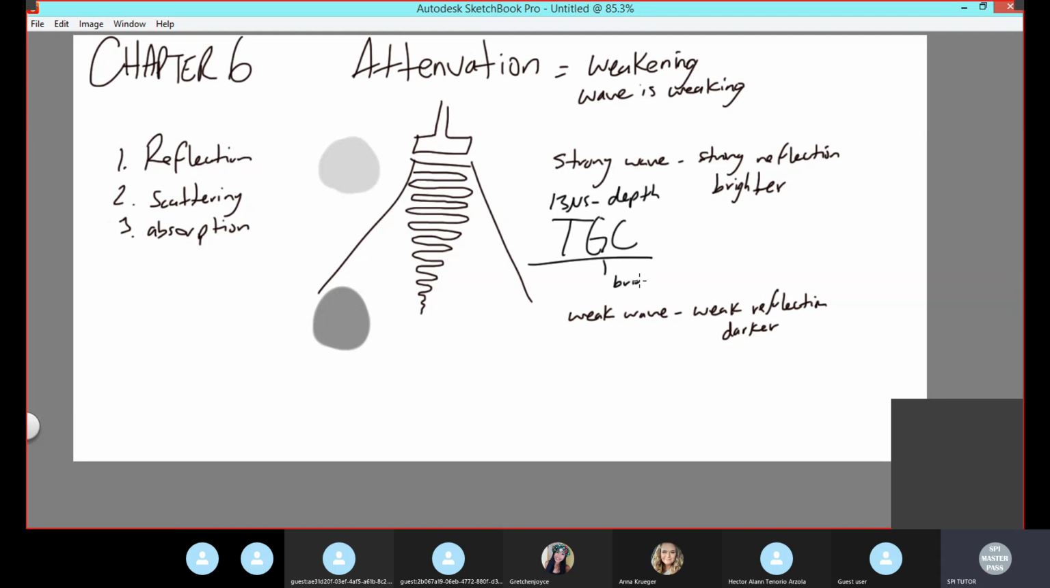Gain is the level of brightness. You can either make things brighter or darker, but you're adjusting the level of brightness. It doesn't just mean, oh, things get brighter. It means you are adjusting the brightness level. So you can make it get brighter or you can make it get darker. That's the brightness level. And then C is for compensation.